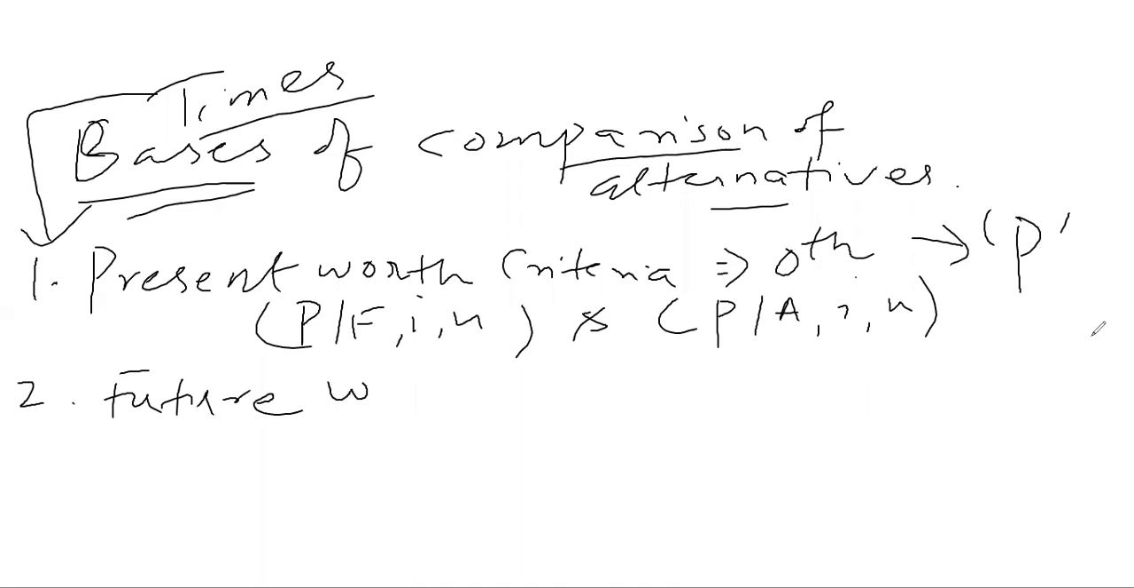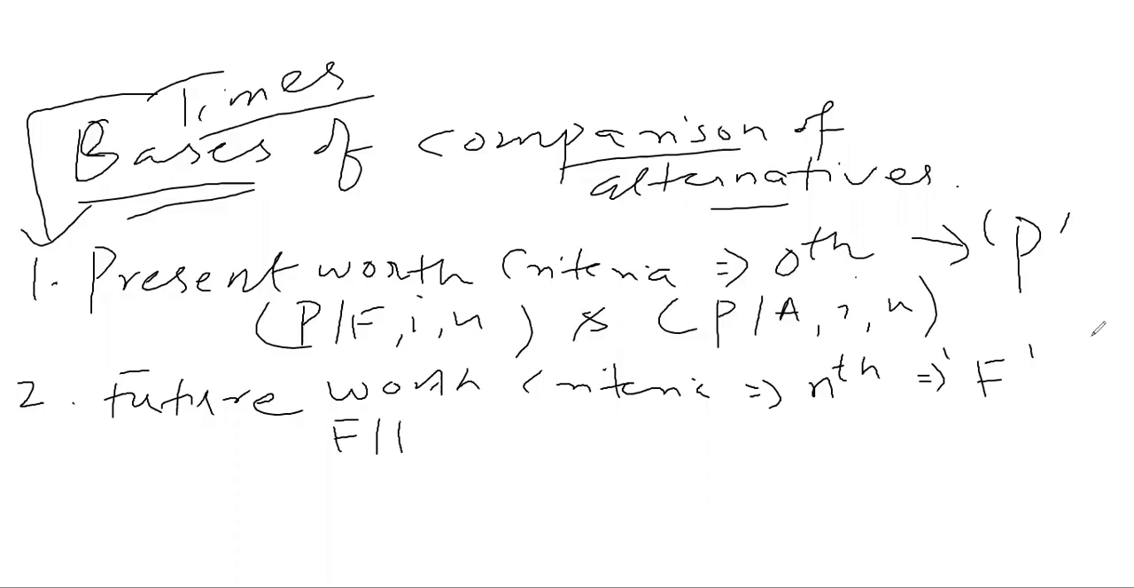Or you can use the future worth criteria, where your base year is the nth year, your value is F, and you have two choices for that. F given P, i for n, and F given A, i for n. Your first formula and your third formula give you the F value.